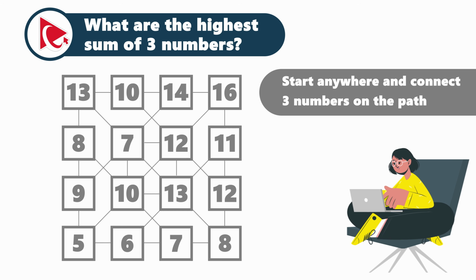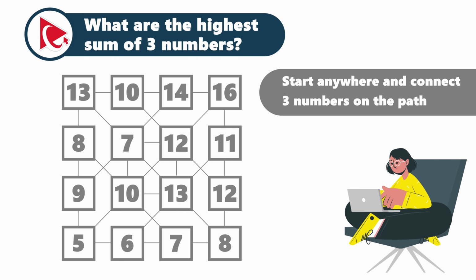Are you still confused? Well, let me show you how to do it. 5 plus 6 plus 7, that's one path. 5 plus 10 plus 12 is another diagonal path. And 5 plus 9 plus 8 is another path. Which path do you think has the highest sum of 3 numbers?